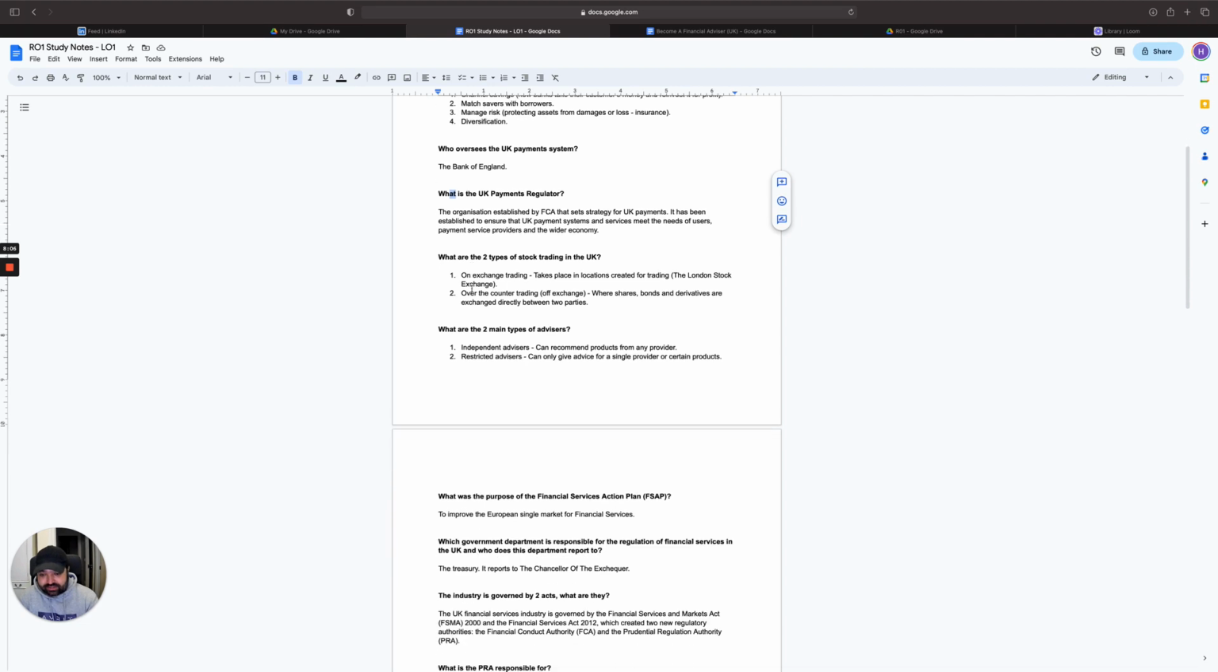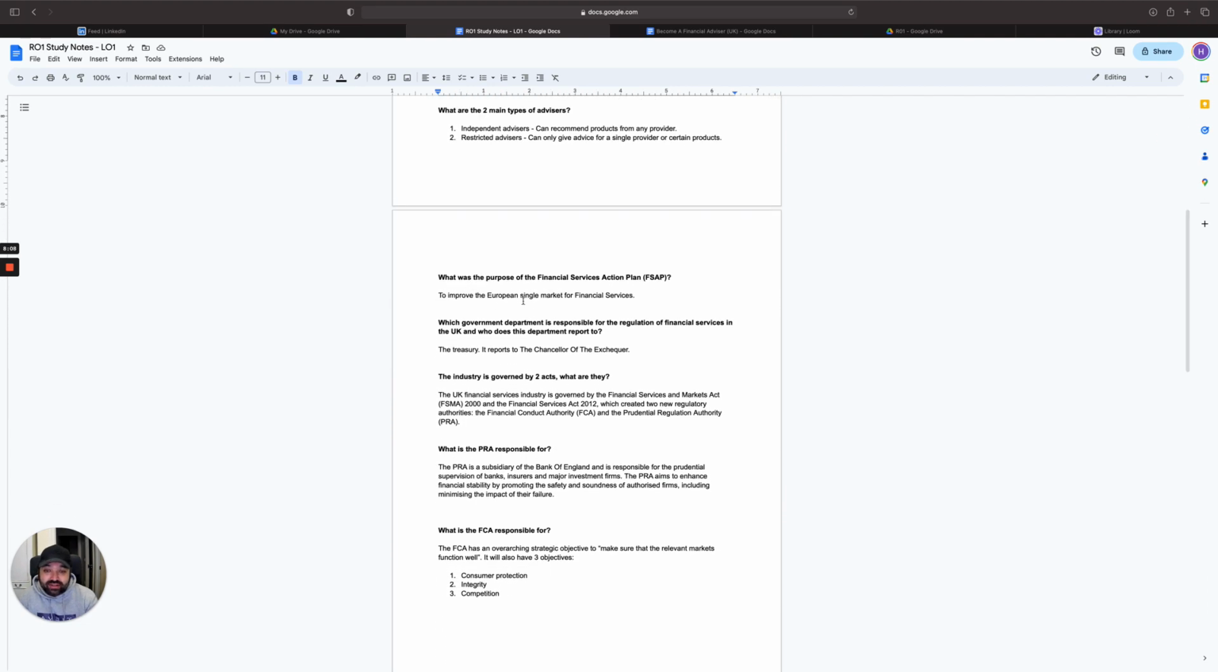The next question is, what was the purpose of the Financial Services Action Plan? I don't know a huge amount about it, but the answer is to improve the European single market for financial services. It is what it is. Second, which government department is responsible for the regulation of financial services in the UK, and who does this department report to? It's the Treasury, and it reports to the Chancellor of the Exchequer.